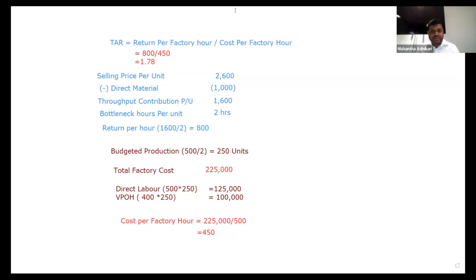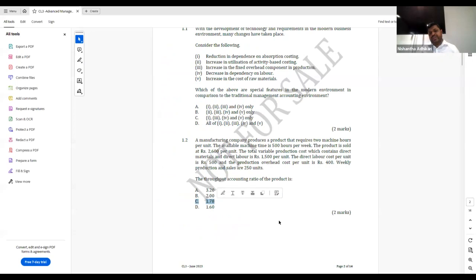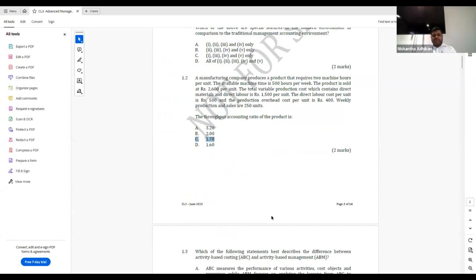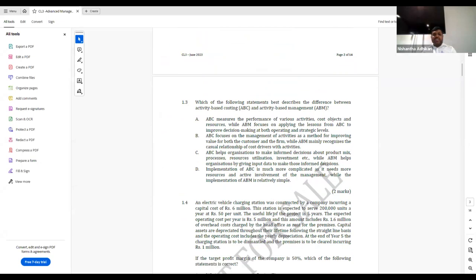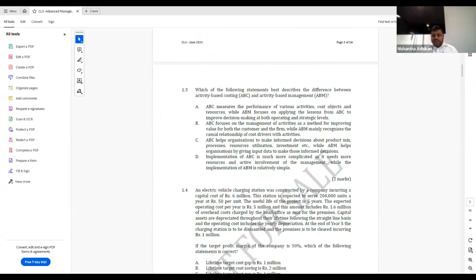Therefore, what will be the answer? We'll see. The answer will be answer C, 1.78. That is the second question. I will move to the third question. We will clearly look at the third question. Which of the following statements best describes the difference between activity-based costing and activity-based management?